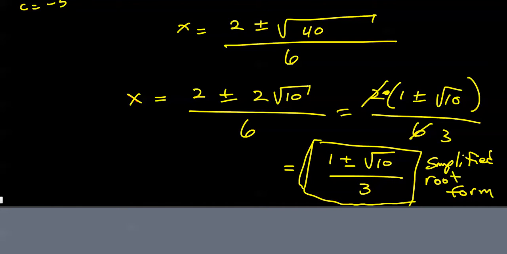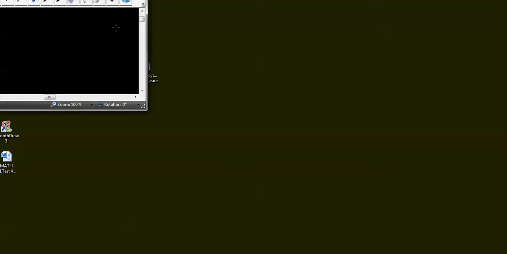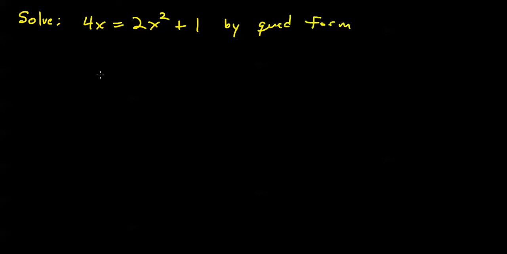All right, let me do another example. Get a fresh screen here. Let's see, solve. Something happened there. How about something like this? A little harder. 4x equals 2x squared plus 1. Solve, and again, I'll save you looking. It will not factor, so we have to use the quadratic formula.